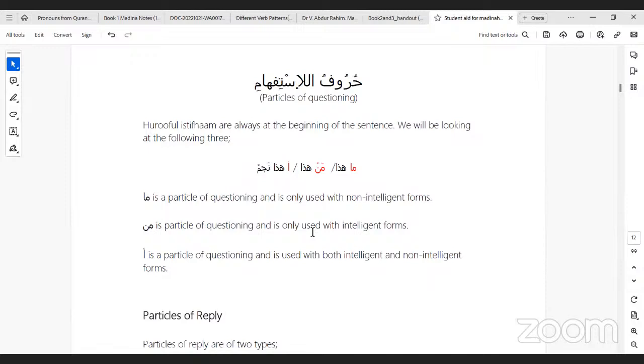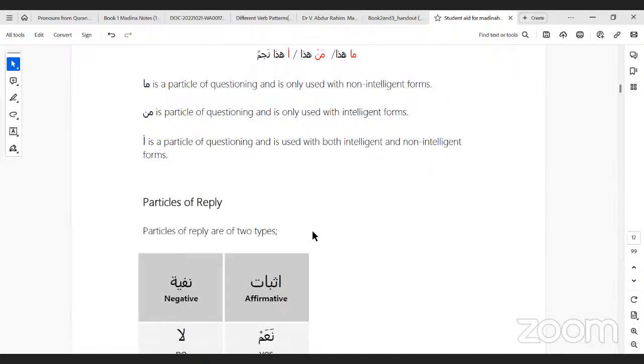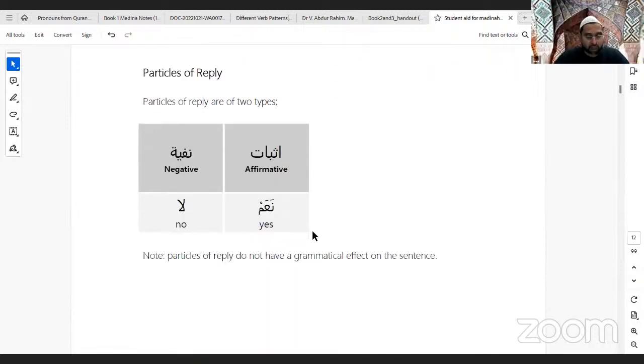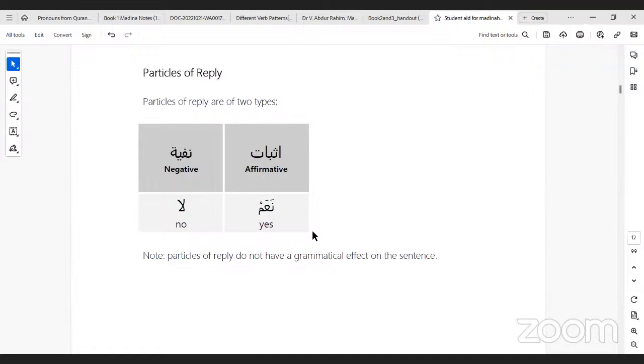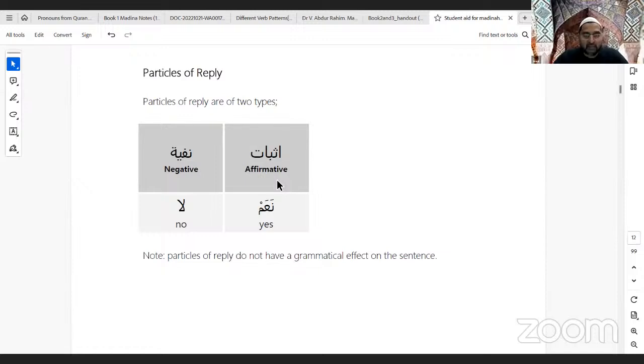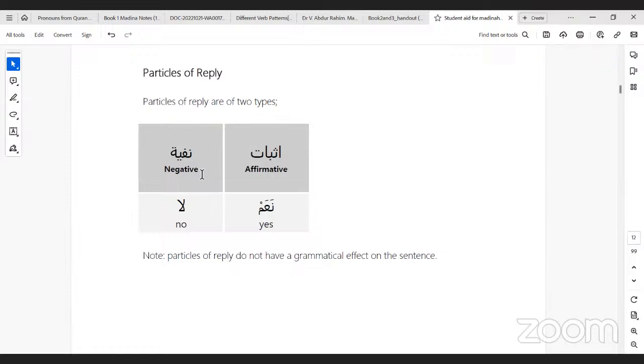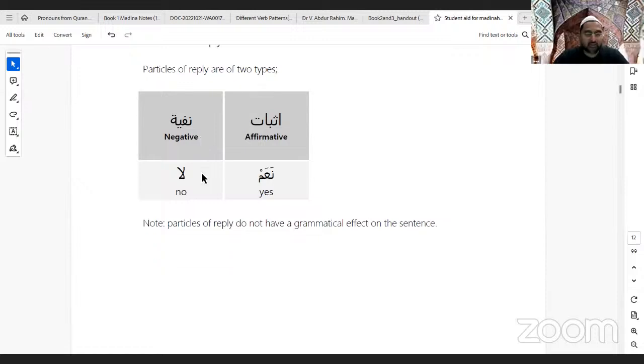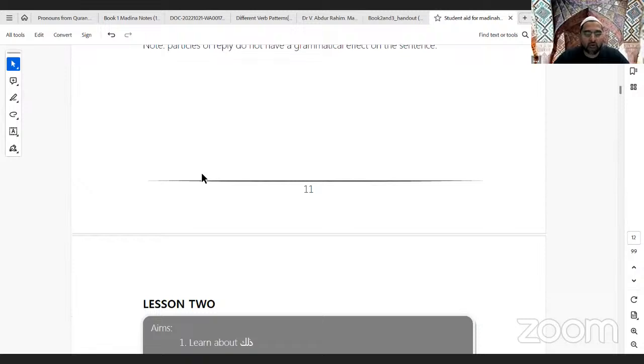Particles of reply. Particles of reply are of two types: ithbat and nafiyat. Ithbat means positive and nafi means negative. The affirmative is naam, which is yes, and la, which is no. Note, particles of reply do not have a grammatical effect on the sentence. So they do not change the actual harakat of the sentence. That's what I mean by that.